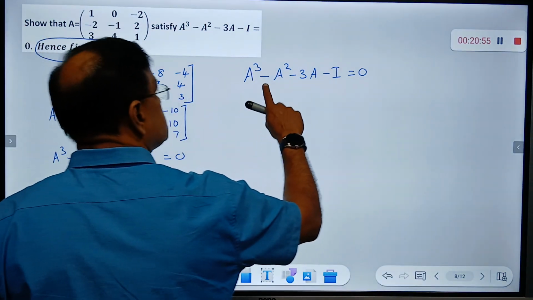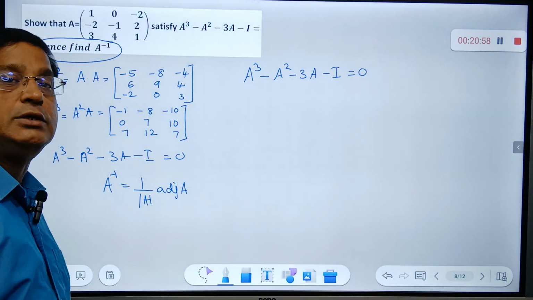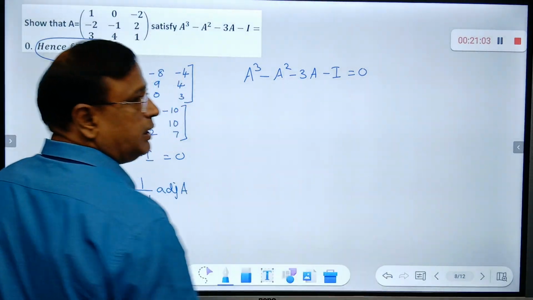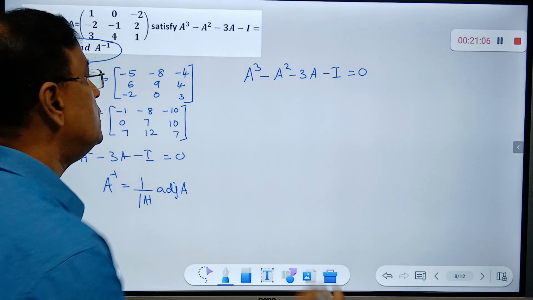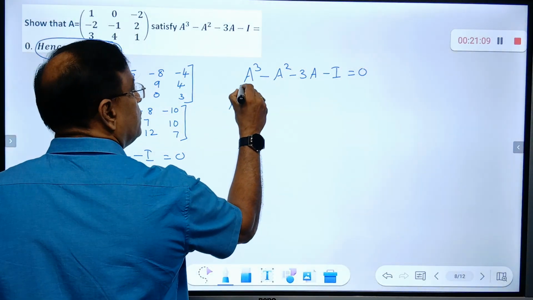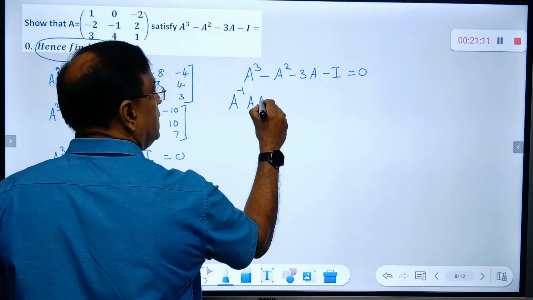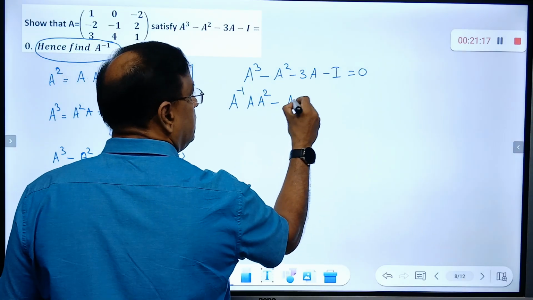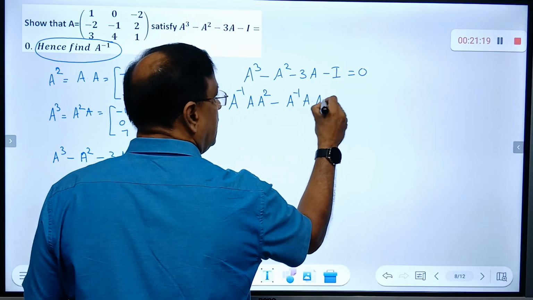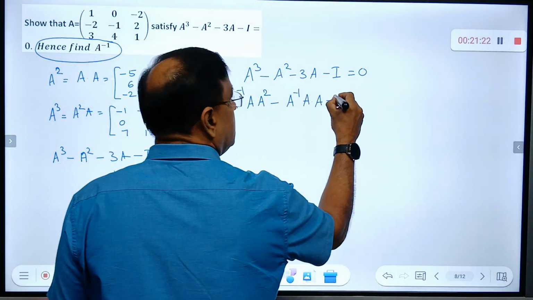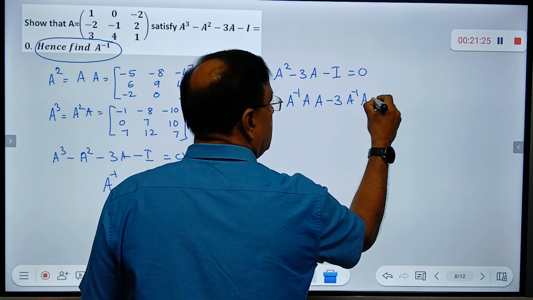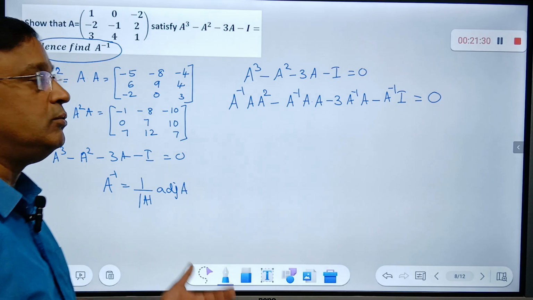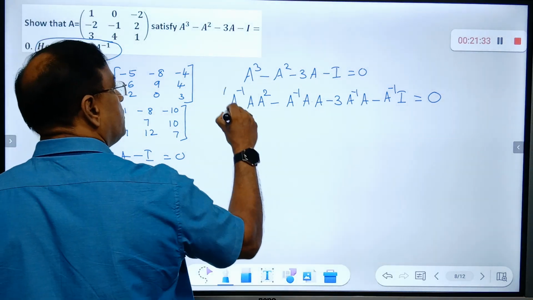So A cube minus A square minus 3A minus I equal to 0. I assume that you have proved it. Now how do I find A inverse? You either pre-multiply or post-multiply by A inverse. So I pre-multiply by A inverse. A inverse into A cube, writing A cube as A into A square, minus A inverse into A into A, writing A square as A into A, minus 3 A inverse into A, minus A inverse into I equal to 0. You know A inverse into 0 is 0. I am using the associative property and grouping it.